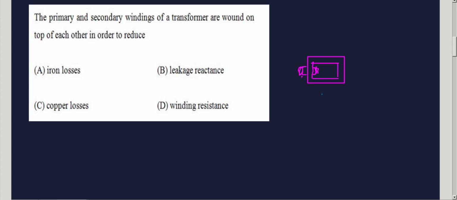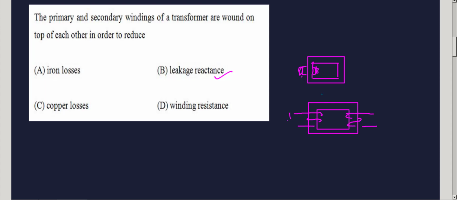Between them you have insulation. What is the purpose here? To reduce the leakage reactance. How does it reduce the leakage reactance? Suppose I consider this transformer, with this as the primary winding and this as the secondary winding.